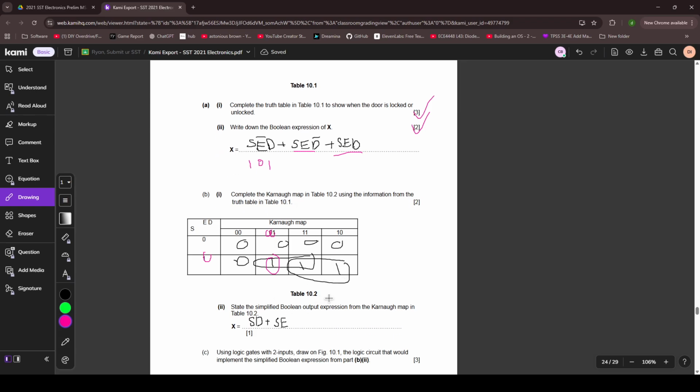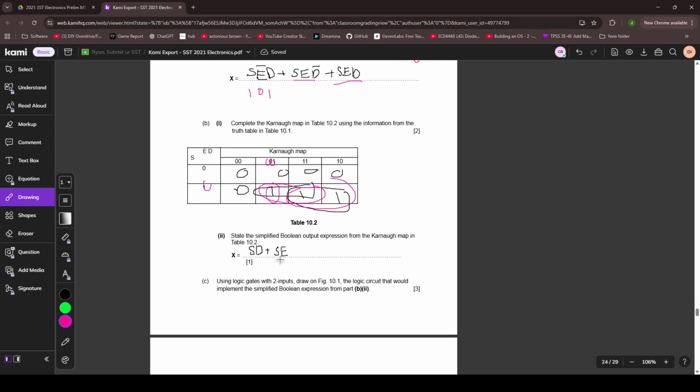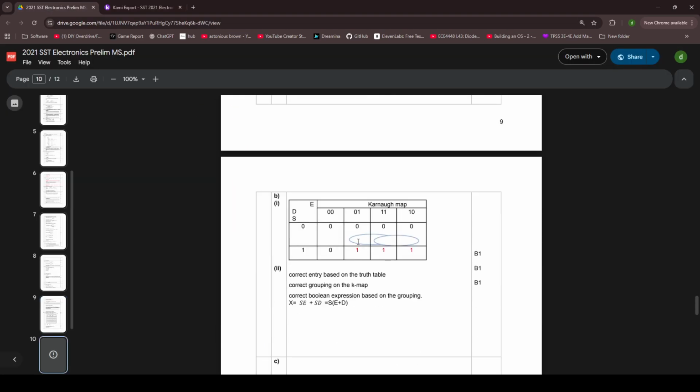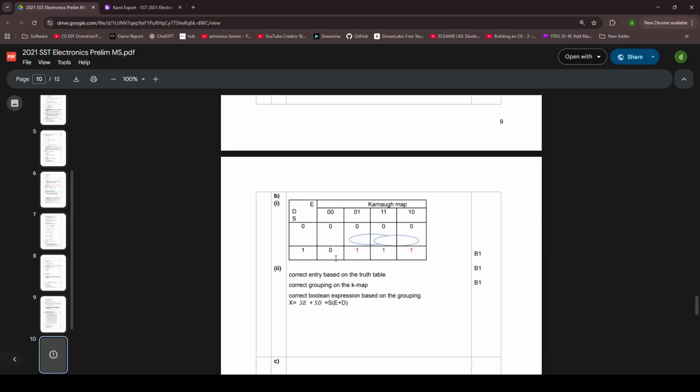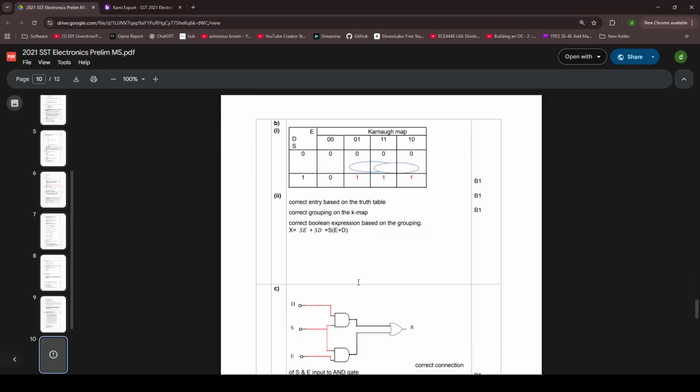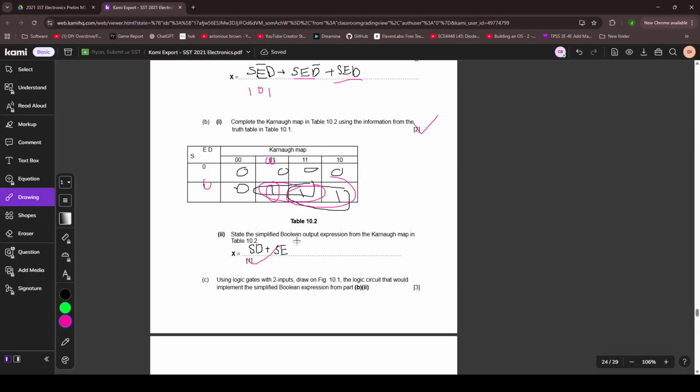State the simplified Boolean output expression of the K-map. They just do a grouping. I'm not gonna explain grouping, just watch the video. Yeah, this is right. Yeah, this is right. SDSE. This is just factorized. I would accept this.